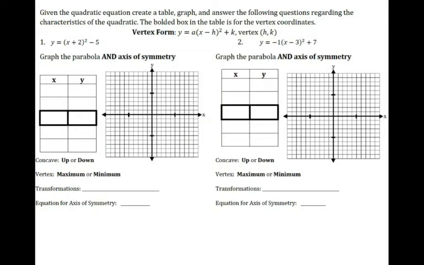So the first thing we're looking at is vertex form. Vertex form is right in the middle, right there. So y equals a(x minus h) squared plus k, where your vertex is (h, k). Part of the reason why it's called vertex form is because you can get the vertex just by looking at the equation. So if I look at number one, I have y equals (x plus 2) squared minus 5.